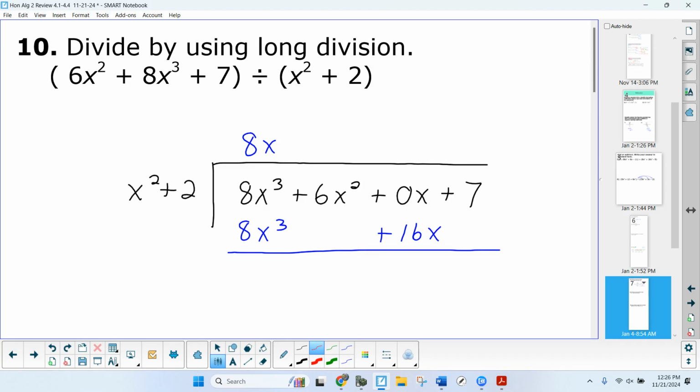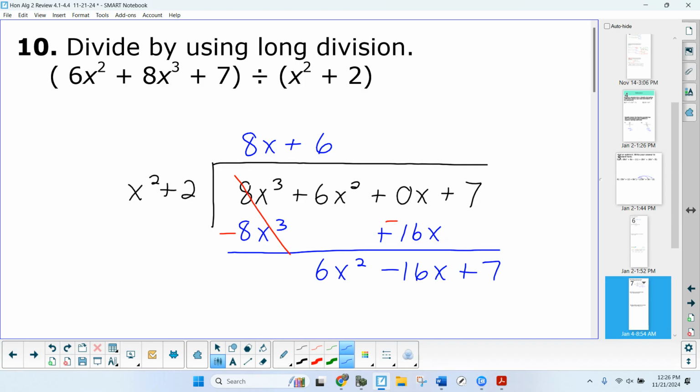Come in and what? Subtract. So you're going to change those signs. What happens to the 8x cubed? Cancel. What are you going to bring down? 6x squared, negative 16x, plus 7. What are you going to multiply by now? Just a 6.